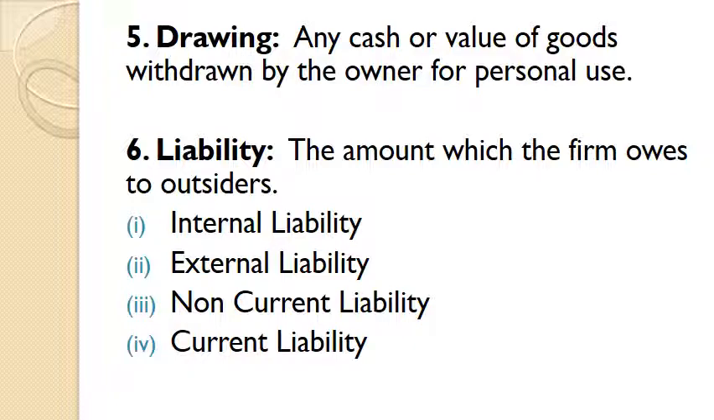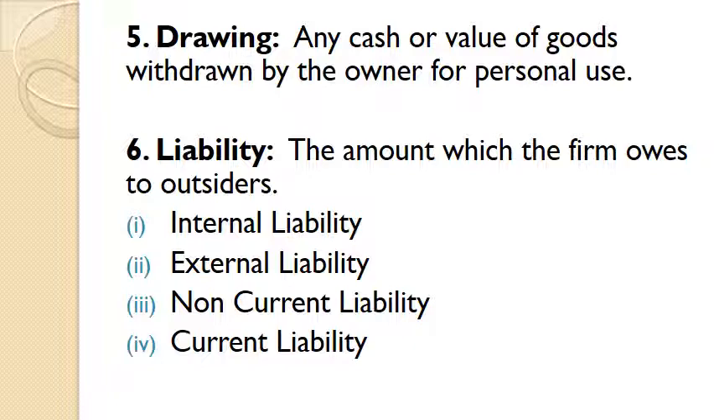There are four types of liabilities given here: internal liability, external liability, non-current liability, and current liability. Internal liabilities: all amounts which a business entity has to pay to the proprietor or the owner are internal liabilities, such as capital and accumulated profits. Next is external liability. All amounts which the business entity has to pay to outsiders are known as external liabilities, such as creditors, bank overdraft, loan, etc.